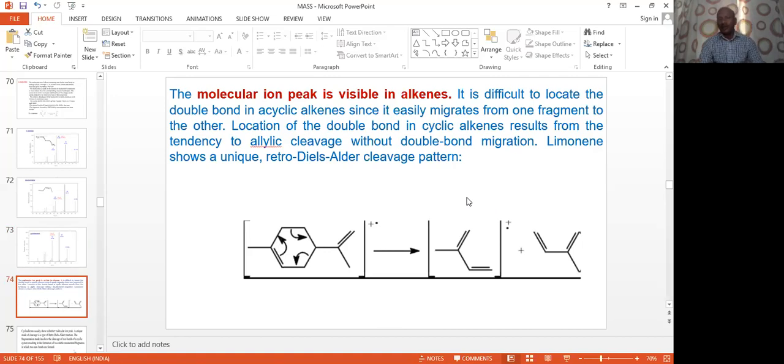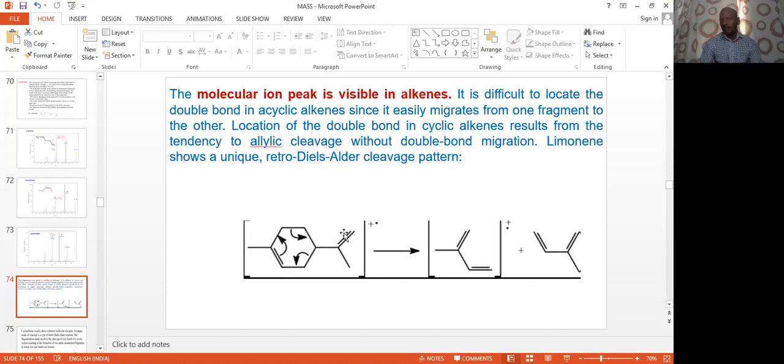McLafferty rearrangement we have seen, and they also undergo the retro-Diels-Alder reaction. So this is limonene, and it undergoes the retro-Diels-Alder reaction. We have discussed the Diels-Alder reaction.